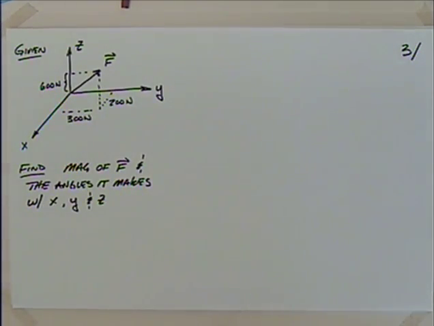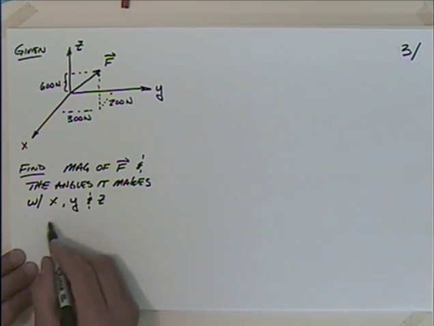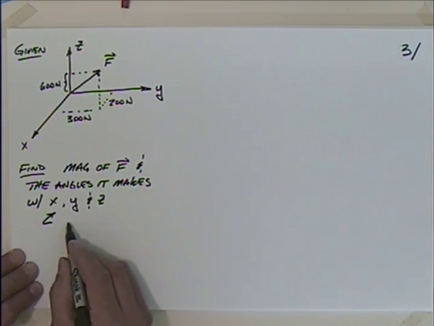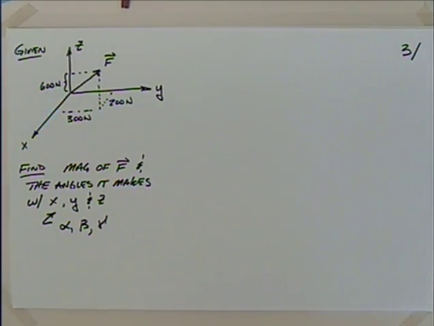A lot of time I'll spend time writing things out because I want you to recognize them for what they are. What is the angle that it makes with x, y, and z? That's really to say we are looking for alpha, beta, and gamma, isn't it? So we want to recognize that. Well, let's see if we can do that.